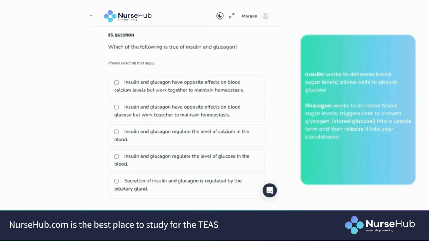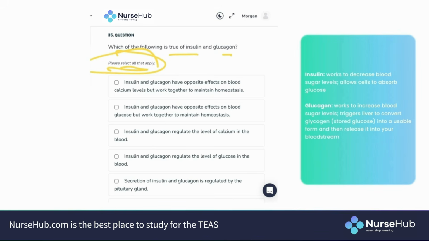Question 35 asks us, which of the following is true of insulin and glucagon? Please select all that apply. All right, so this is another one where I'm already thinking, okay, this question is about insulin and glucagon, and I'm going to probably be selecting more than one correct answer here.